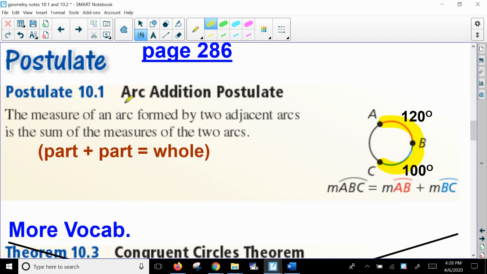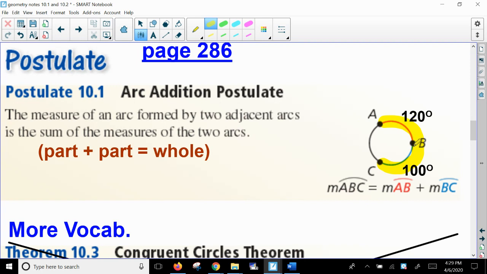Okay, so we're not reading all this. Just know that this arc is divided into parts. Remember how I tell you part plus part equals whole? Just add. All right. So I put these numbers in. It's not in your book, but put them in.